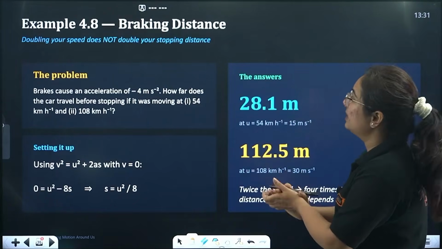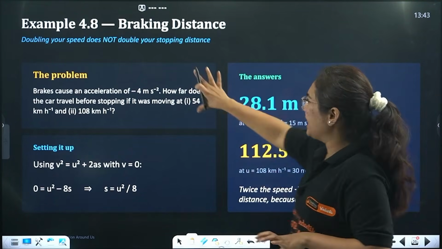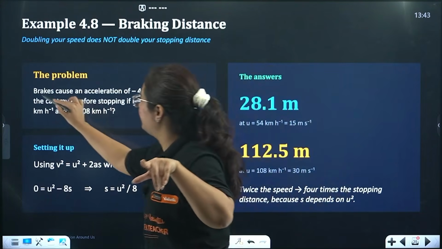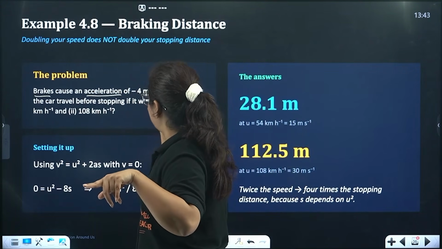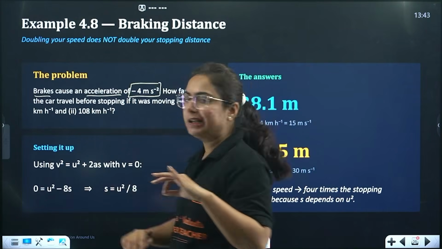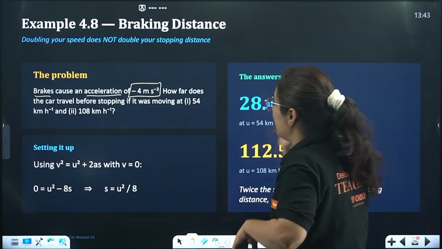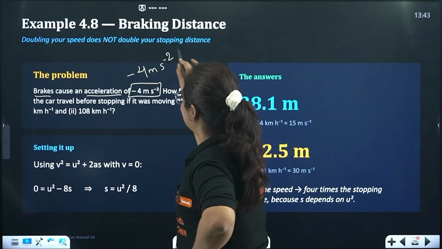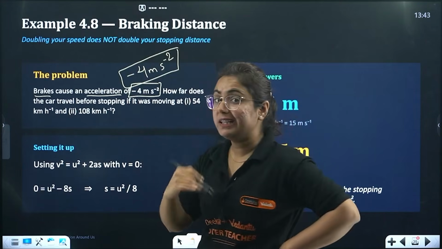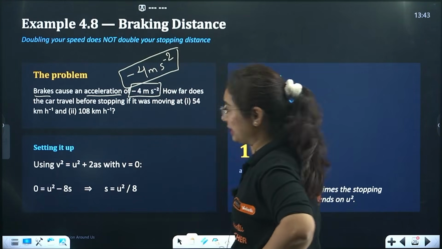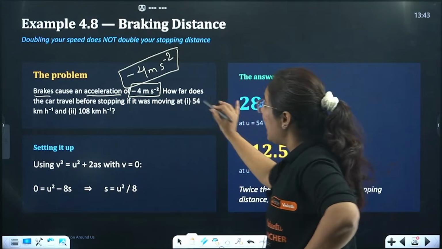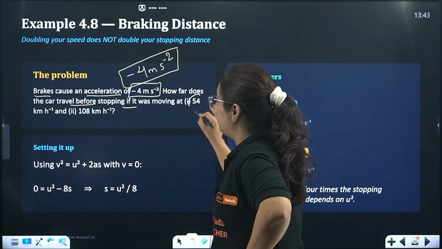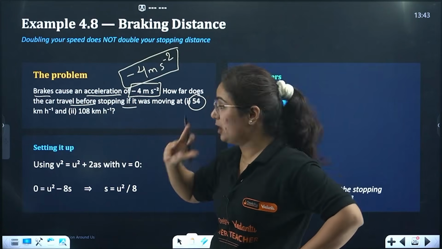Now coming towards the next example, that is braking distance. The problem given in your NCERT is: brake causes an acceleration of minus 4 meter per second square. This is the acceleration. And why is it negative? Because retardation is there. Brake is being applied. How far does the car travel before stopping? It was moving at 54 km per hour. Okay, good question.